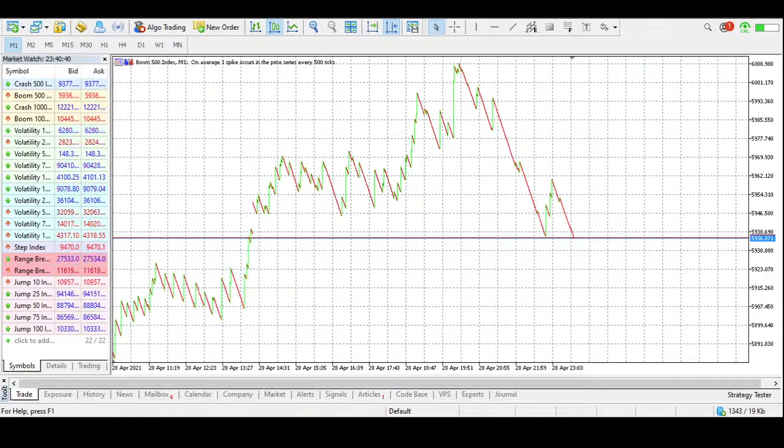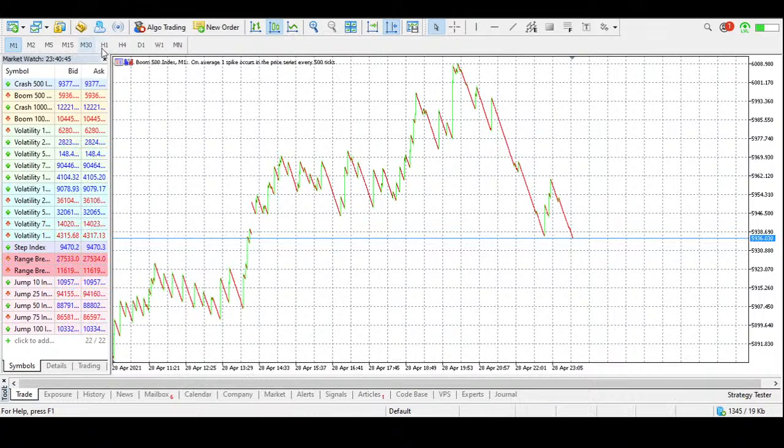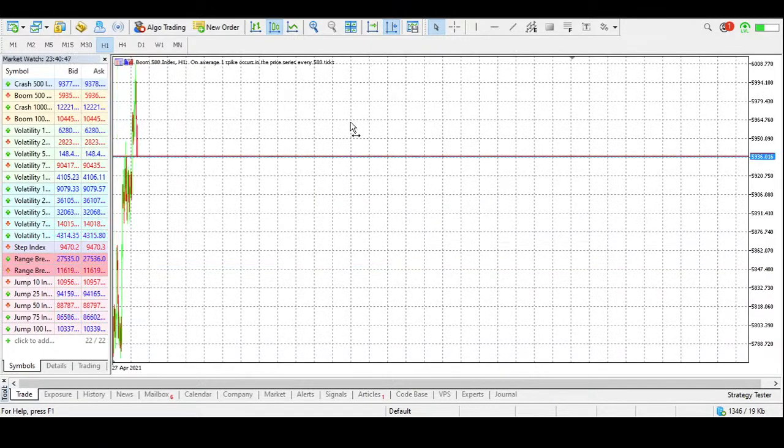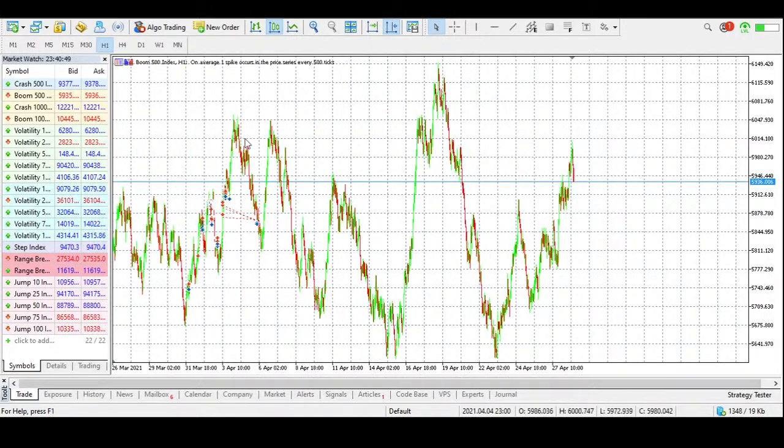Okay, so let's take a look at the market. Let's look at it from H1. For me, I like to observe the market from H1 because I feel like it gives you a more accurate view of the market.